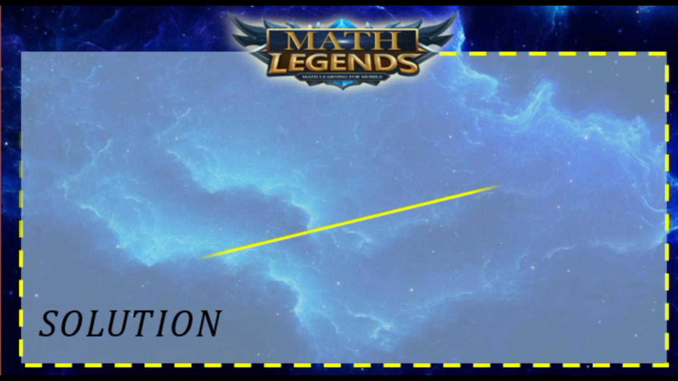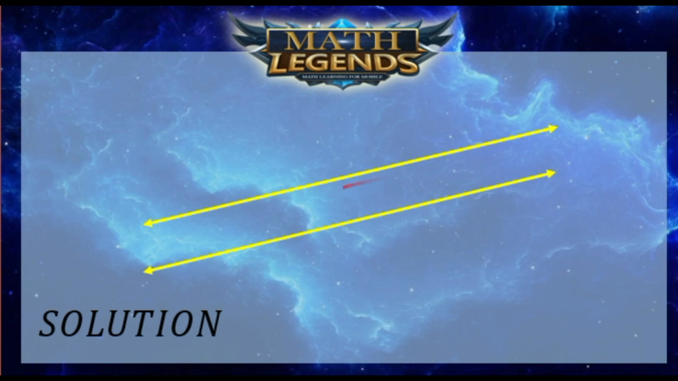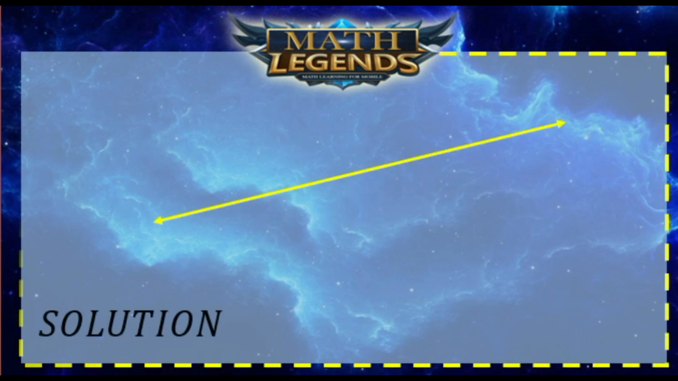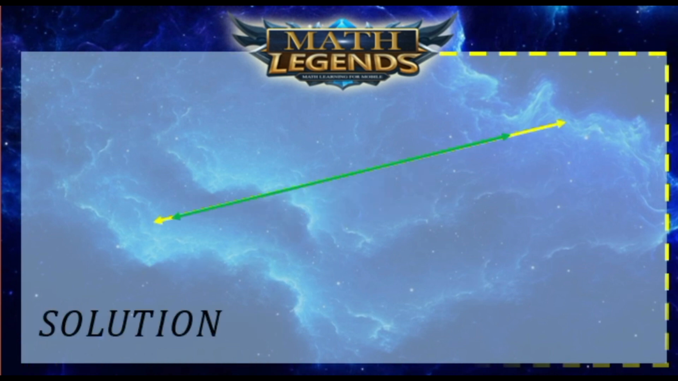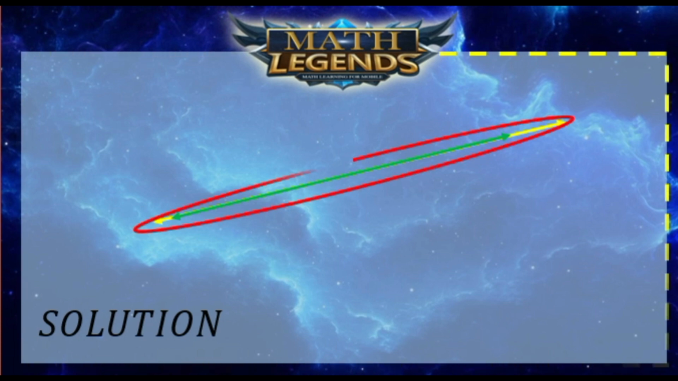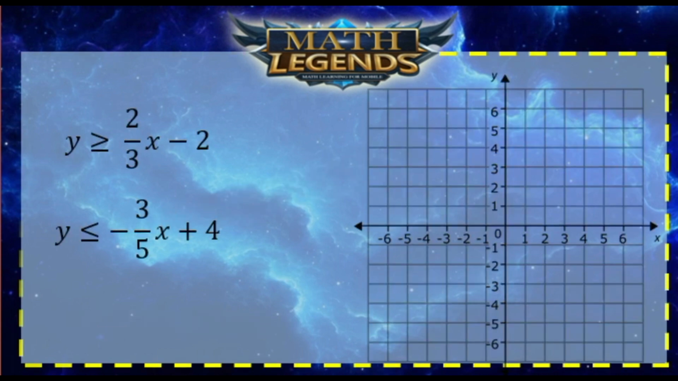And suppose we have two lines that are parallel, there are no shared ordered pairs. Therefore, we can consider that the solution is 0. And if we have coincident lines wherein two lines are overlapping each other, all the points on the line are shared by these two lines. So here we could say the solution would be infinite. So let us try this on a given linear inequality.